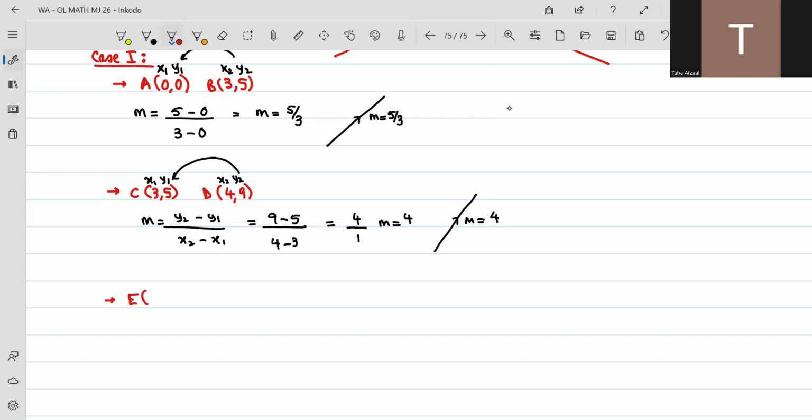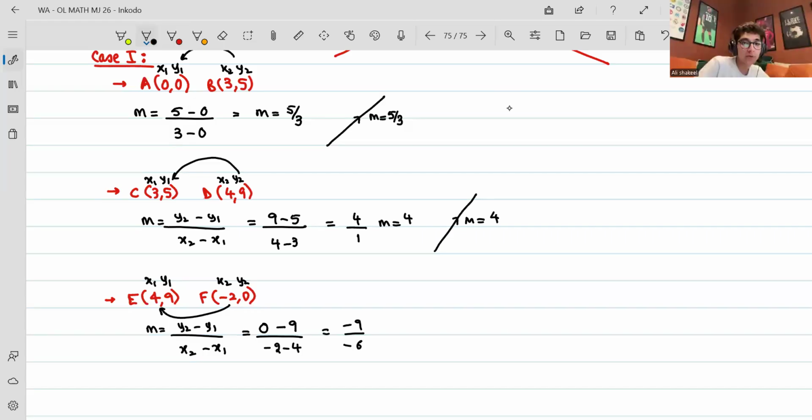Okay. E is a coordinate 4 and 9. And F is a coordinate minus 2 and 0. Now, can you find out the gradient for me? That's y2 minus y1 over x2 minus x1. This is x1, this is y1, this is x2, and this is y2. y2 minus y1. So it's 0 minus 9 over minus 2 and minus 4. So minus 2 and minus 4. Anybody could tell me the answer, please?